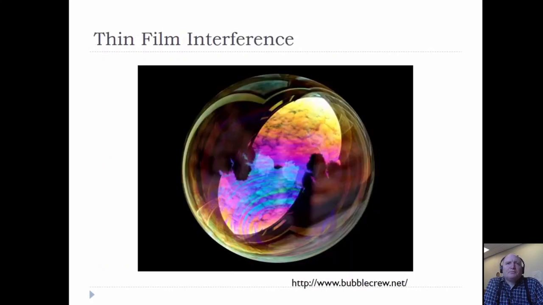Our mission here is to explain why bubbles are colored and why they show this rainbow effect. Why aren't they all blue or all red or all yellow? Why do they shift and change? And that has to do with a phenomenon known as thin film interference.